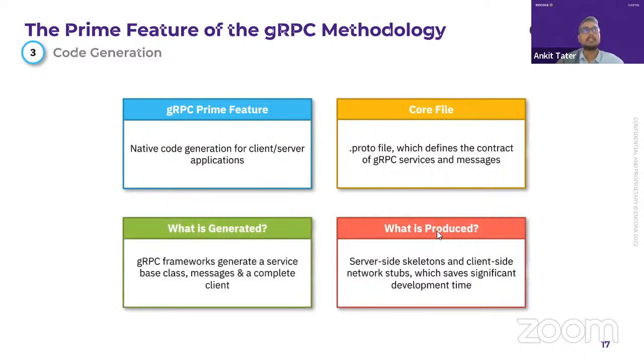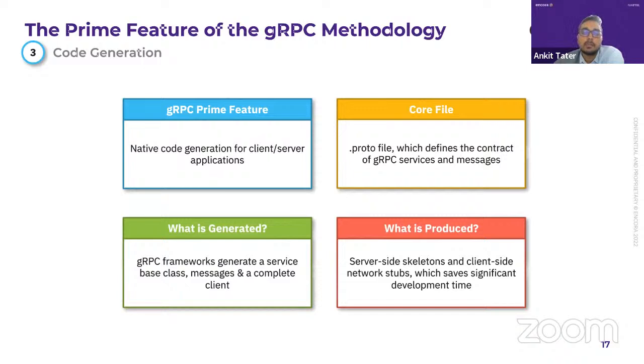Okay, next is code generation. The prime feature of the gRPC methodology is the native code generation for client-server applications. So we have seen that using the proto compiler, it generates compiled code in native languages. The gRPC framework uses a proto compiler to generate this kind of code from your .proto file.